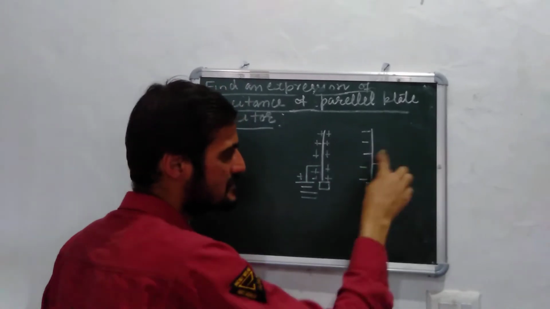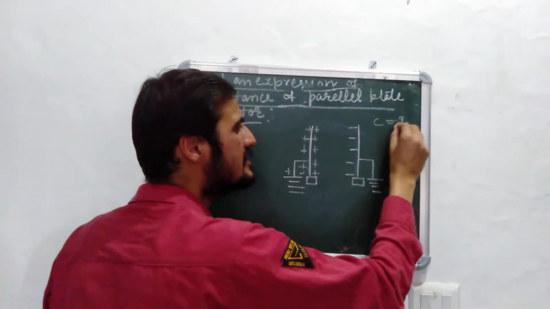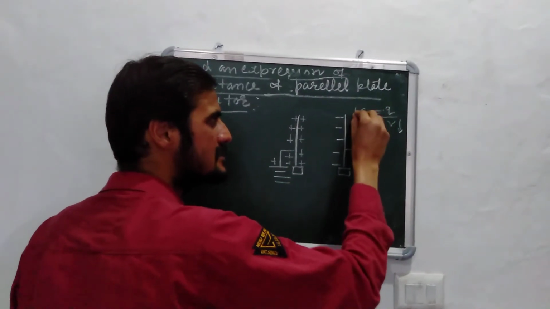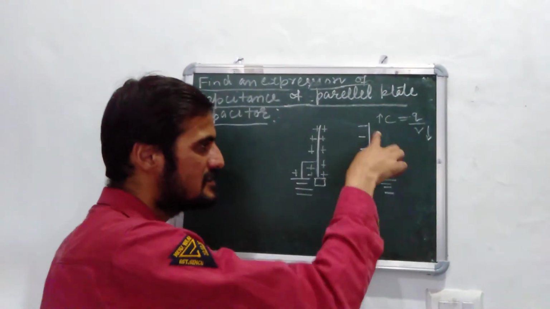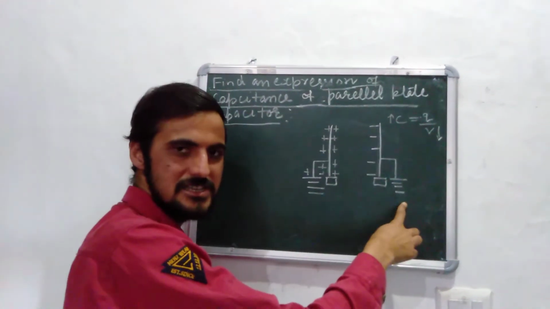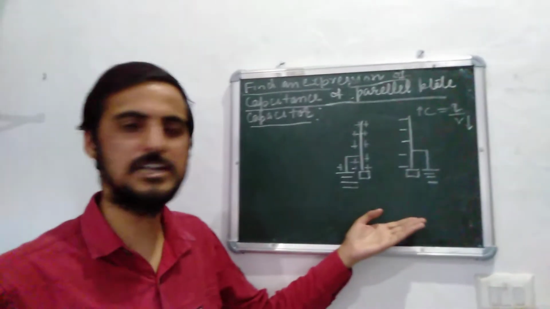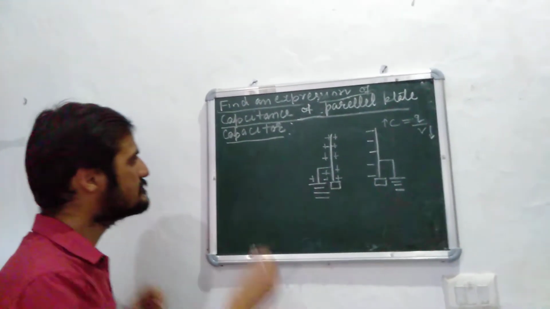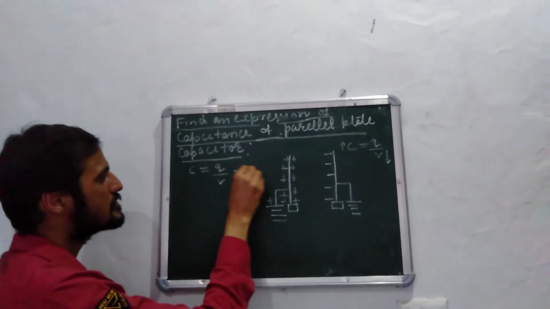Why does this earthing happen? Because C is equal to Q upon V. If the potential decreases, the capacitance goes on increasing, so there will be earthing. Now we have to find the expression for the capacitance of the parallel plate capacitor. As we know, C is equal to Q upon V. This is equation number 1.